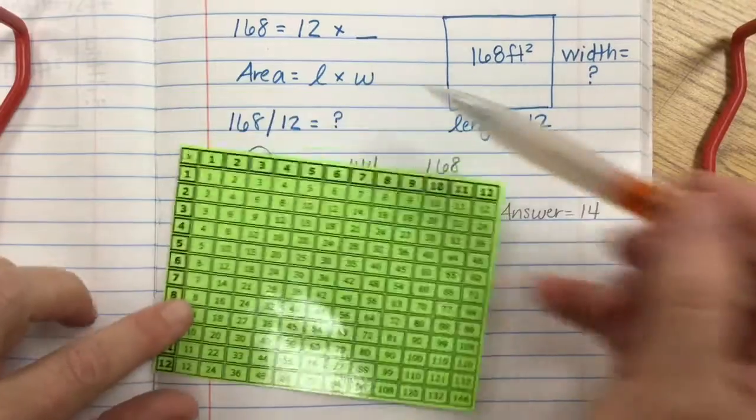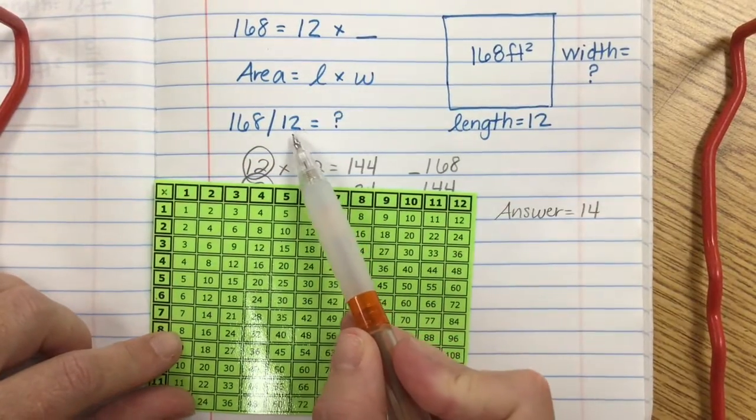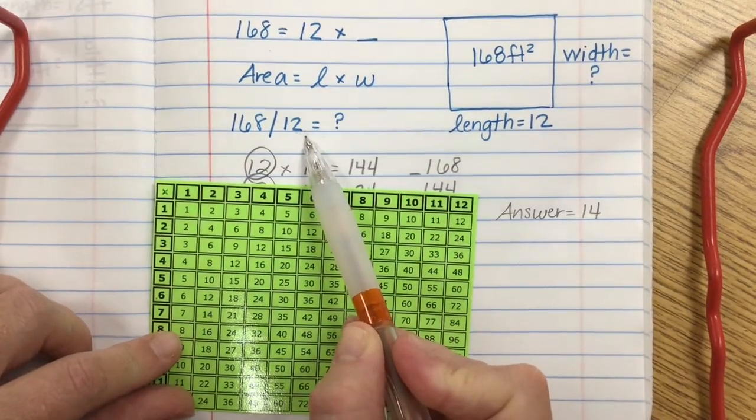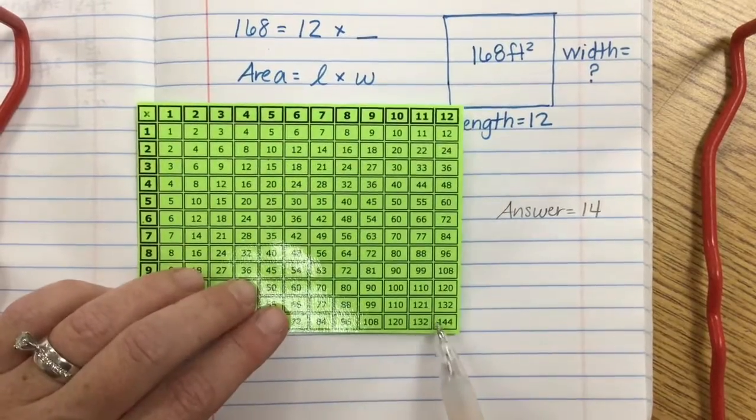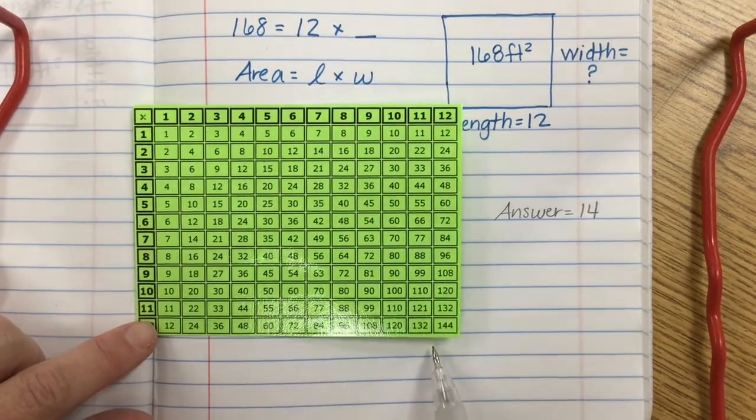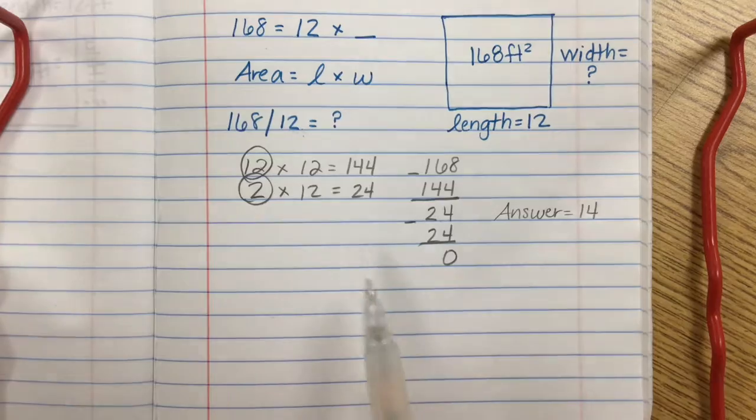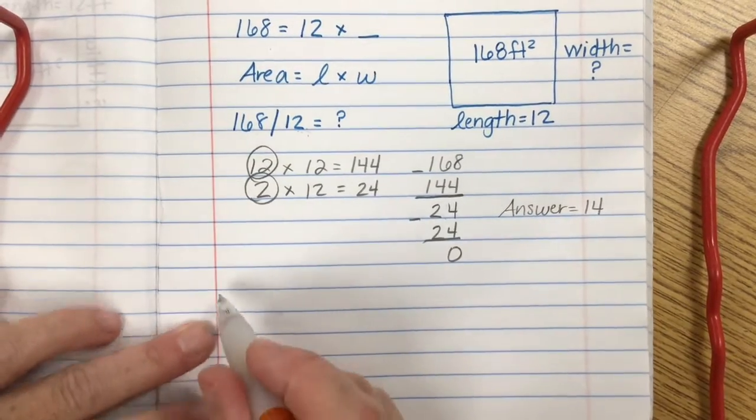So again, see how I used my knowledge of multiplication. You could also think of it as counting by 12s, and the reason that we're counting by 12s is because our divisor is 12. So as I counted by 12s, I got to 144, and then I would keep going until I got as close to 168 as I could.